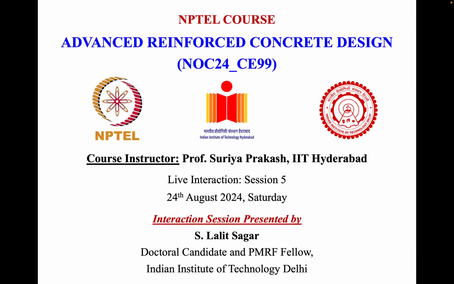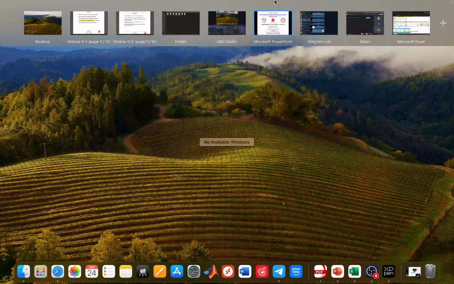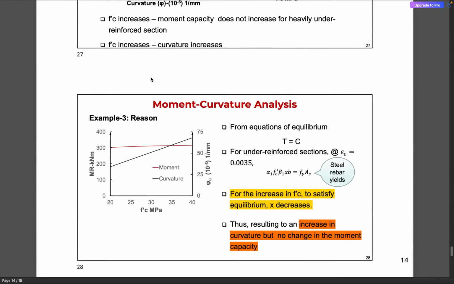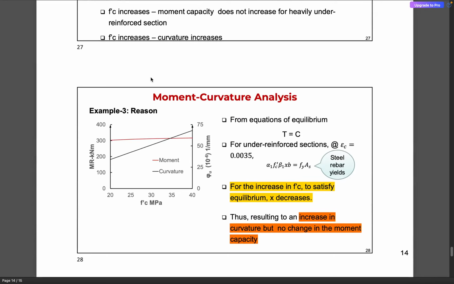Sir, I have one question. Yeah, please go ahead. Does this moment curvature analysis hold true in the case where the beam is not simply supported, just like in a portal frame where both ends are fixed? Can we apply this theorem to analyze the beam that is in the portal frame?